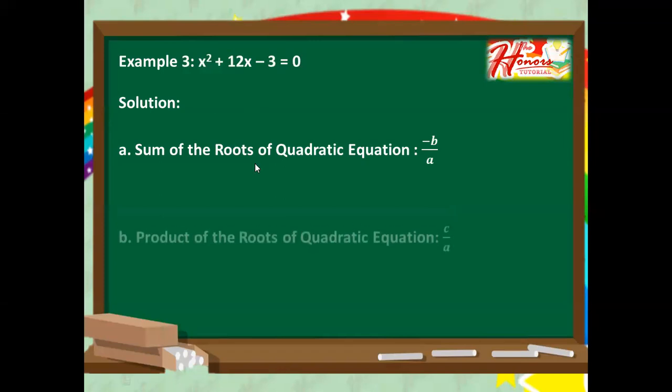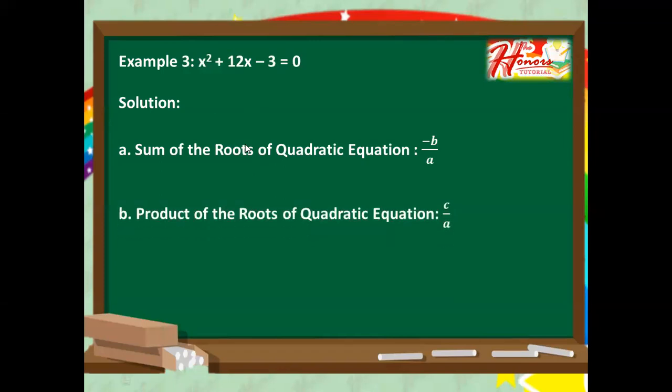We also have here example 3. We have here x squared plus 12x minus 3. Let's identify what is a that is equal to 1. Though you cannot see it, there's still 1 here because when 1 is used as a numerical coefficient, then it becomes invisible. And then for letter B, we have here 12. And then for letter C, we have here -3.